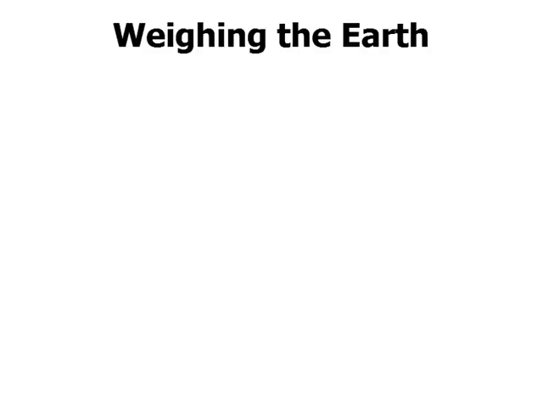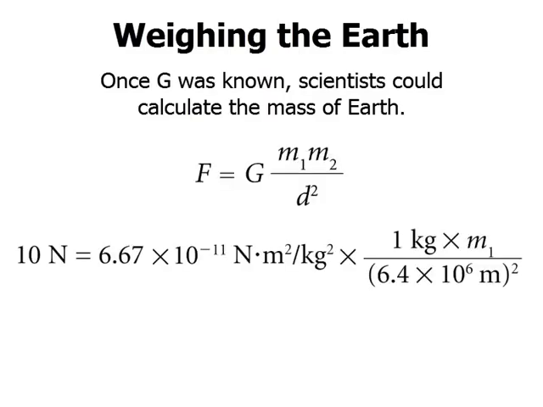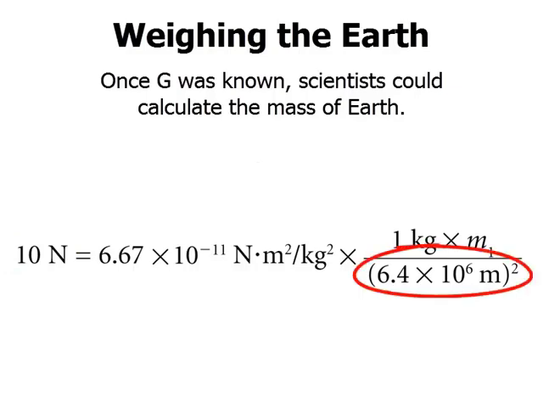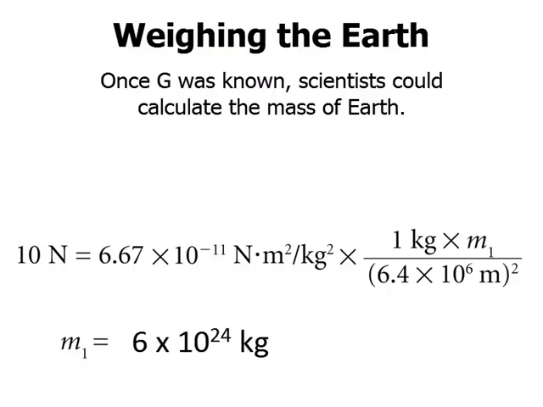Cavendish's first measure of G was called the weighing the Earth experiment. Once the value of G was known, the mass of Earth was easily calculated. The force that Earth exerts on a mass of 1 kilogram at its surface is 10 newtons. The distance between the 1 kilogram mass and the center of mass of the Earth is Earth's radius, 6.4 times 10 to the 6 meters. From this you can calculate the mass of Earth. Mass of Earth equals 6 times 10 to the 24 kilograms.